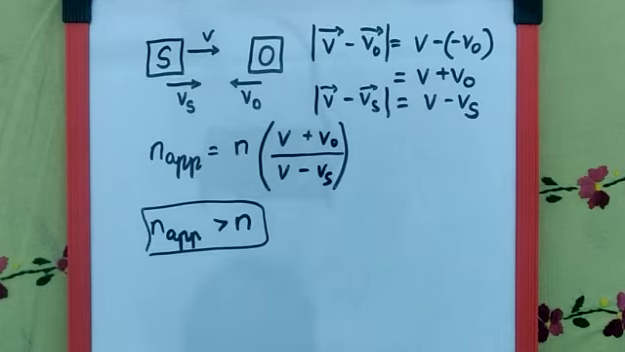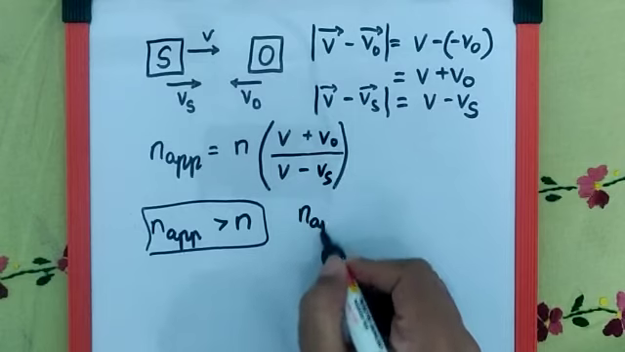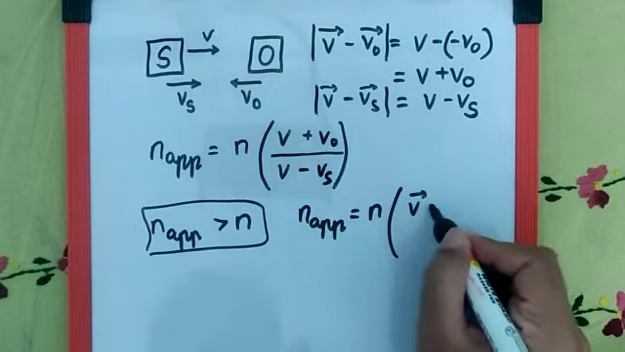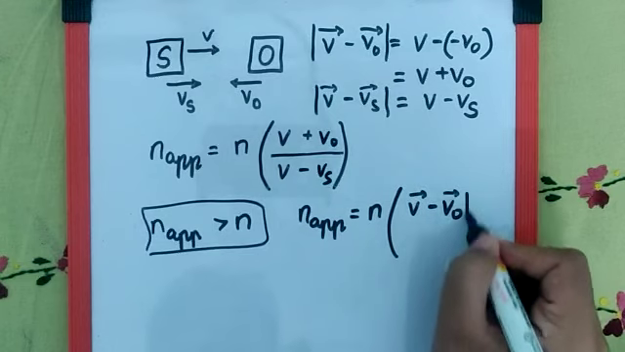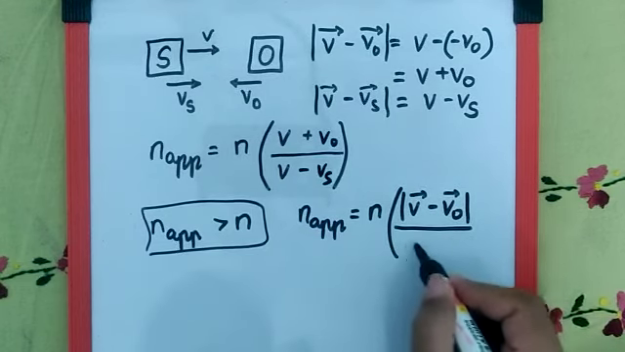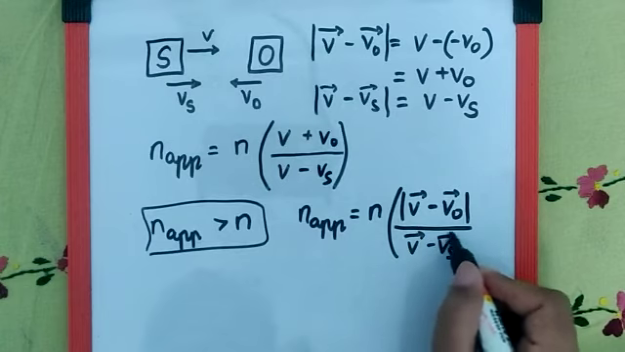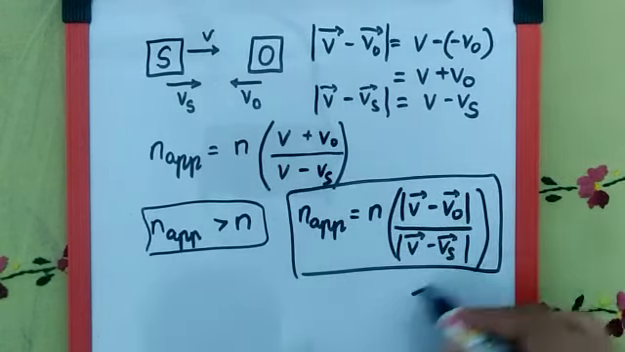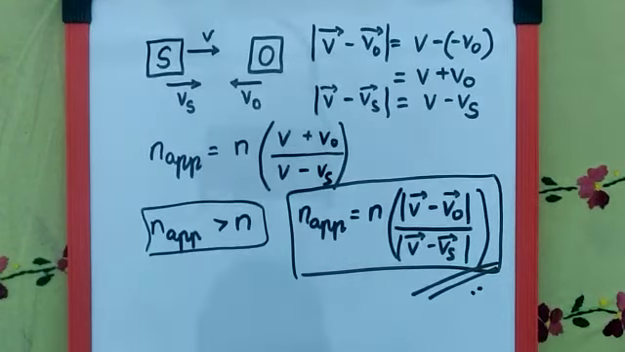But as I said, this is just for one case. We cannot remember multiple formulas for multiple cases, right? So better to remember one formula, which is, as I repeat, N apparent is equal to N times magnitude of V bar minus Vo bar upon magnitude of V bar minus Vs bar. This is the formula which you should remember for Doppler effect of sound.